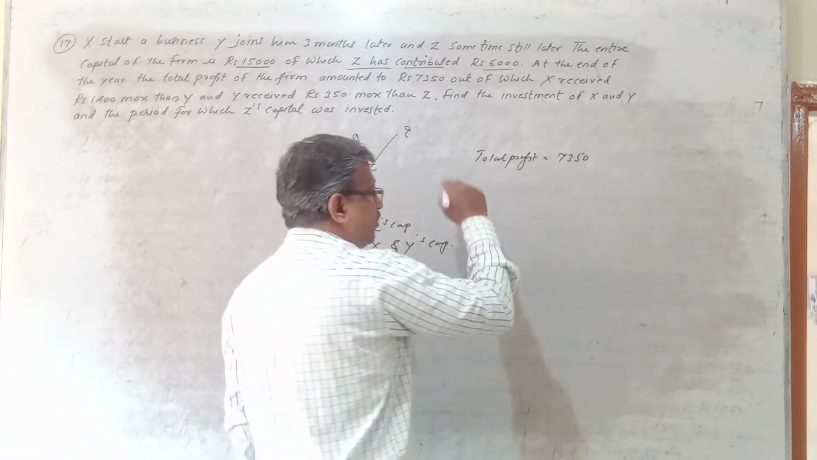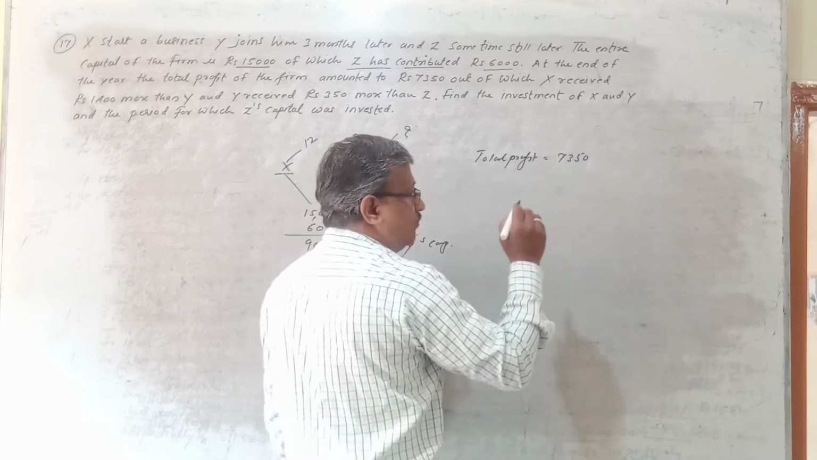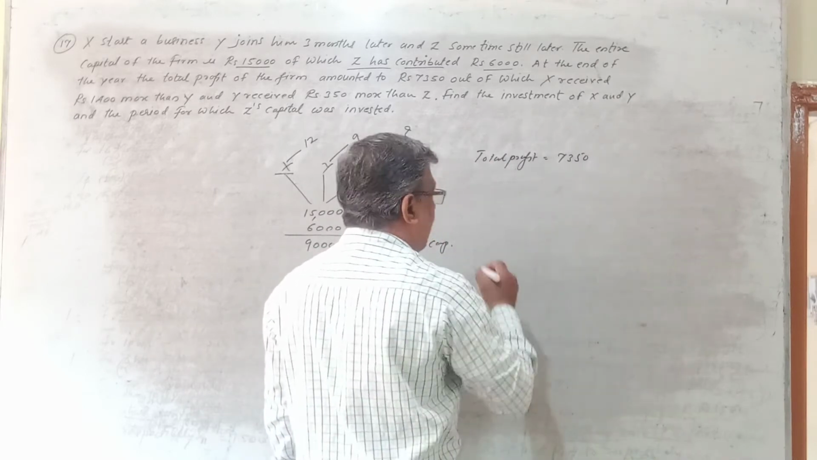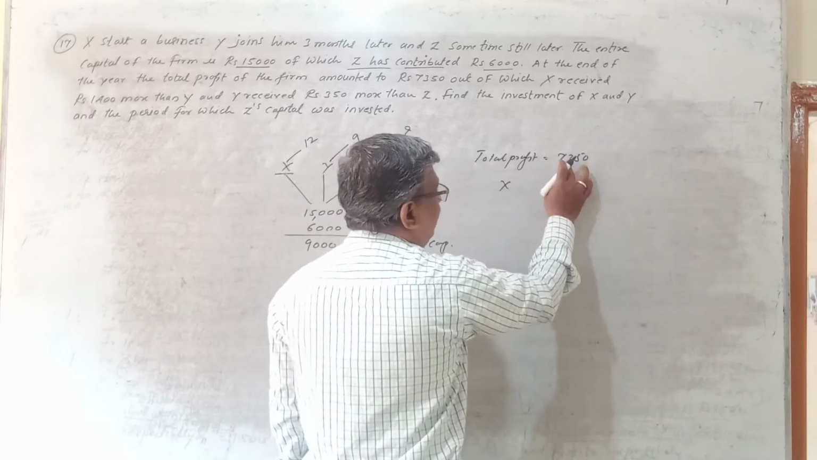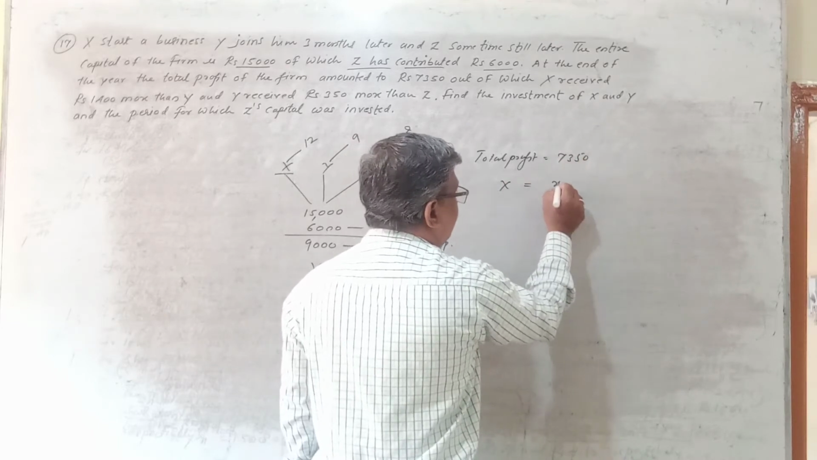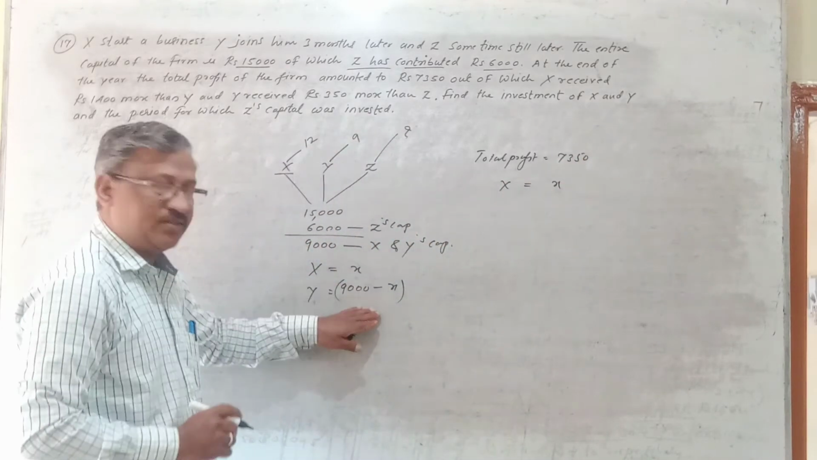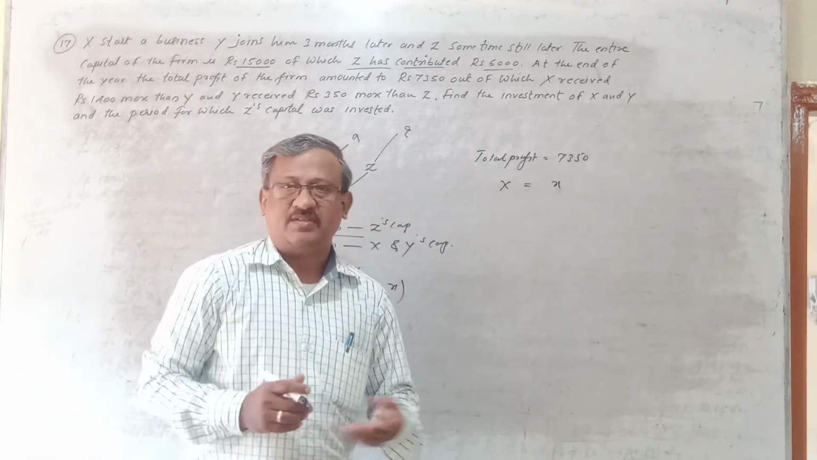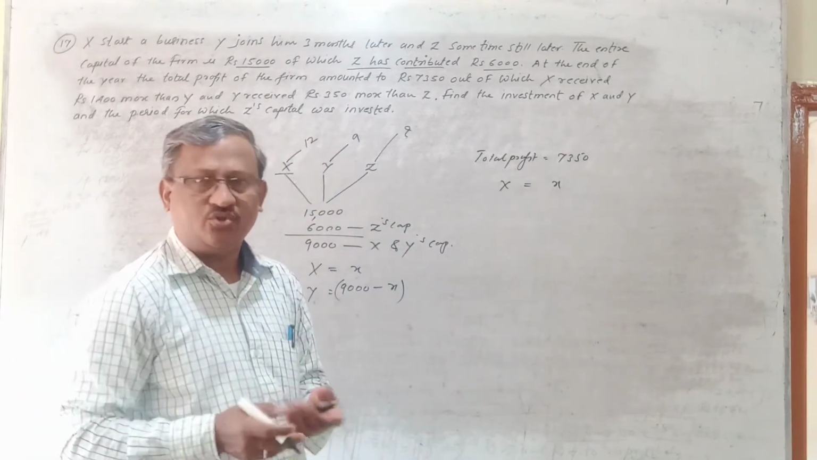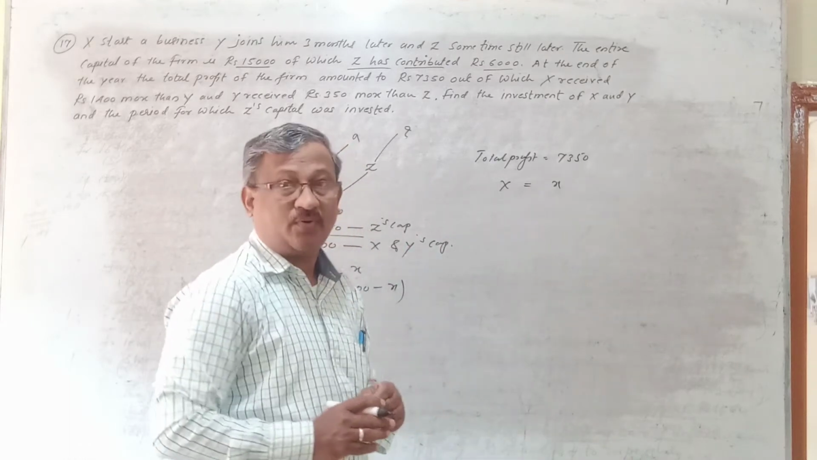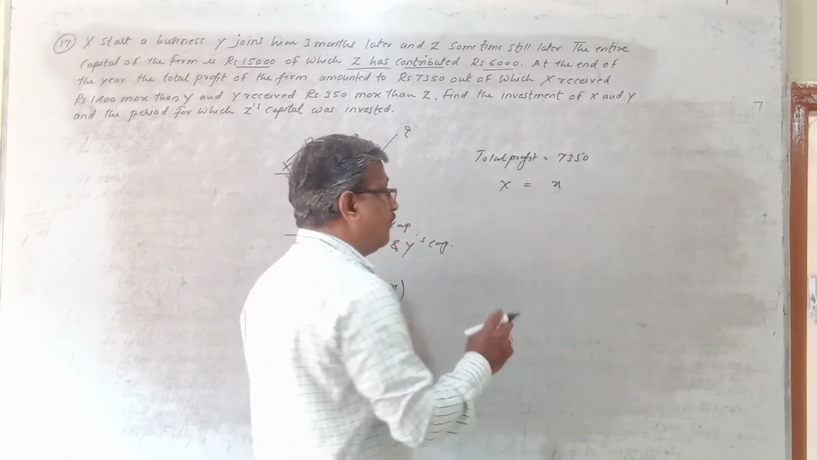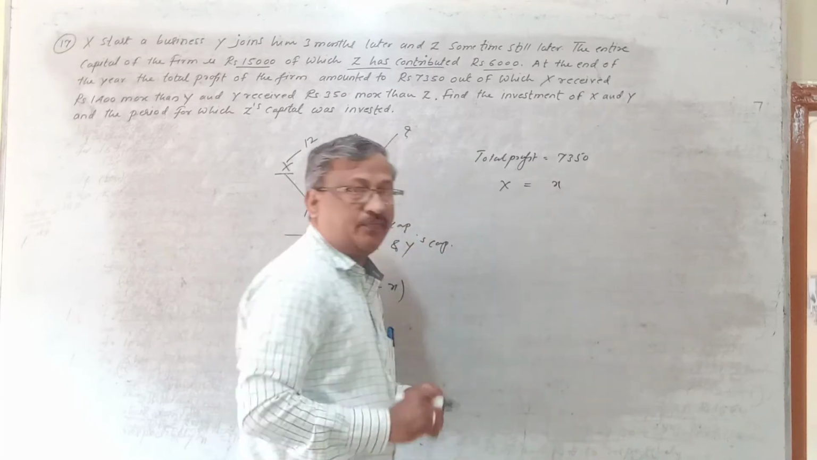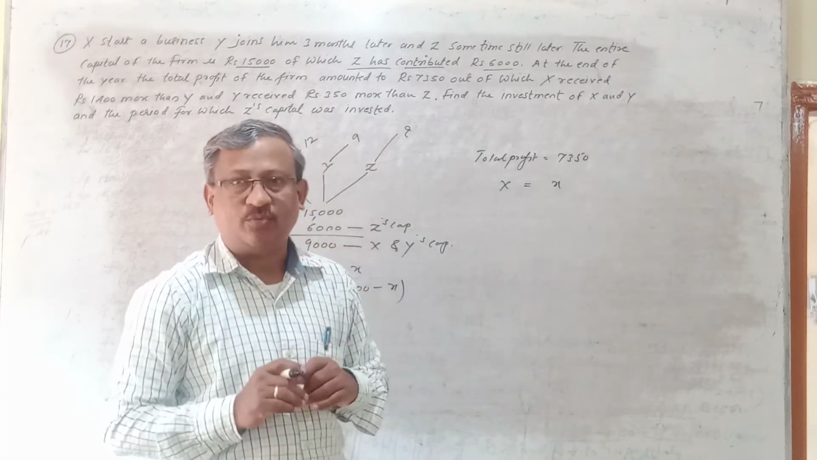So if X has received 1,400 more than Y, what will I do? Out of 7,350 rupees, suppose X's share, right? At present you forget this, because here I am assuming capital as x, here I am assuming profit as x. So any value you can assume here. First we will calculate the share of profit of X, Y and Z. For that I will assume X's share of profit is x. Suppose X has received x rupees, right?